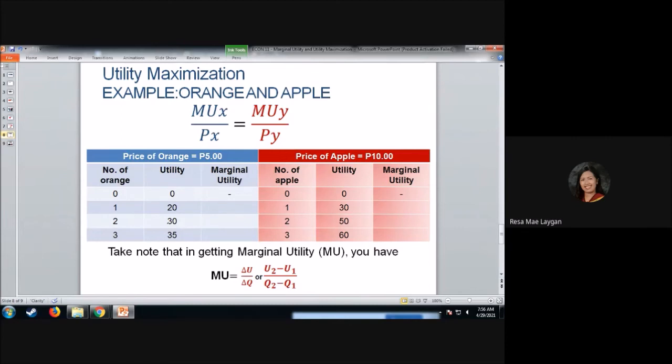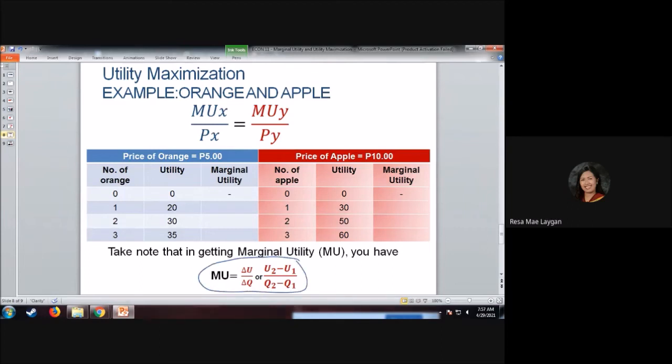2 oranges, I have 30, and so on. So, the same with the apple, as the quantity of apples increases, the utility also increases. So now let's calculate the marginal utility. Take note that in getting the marginal utility, you have this formula.